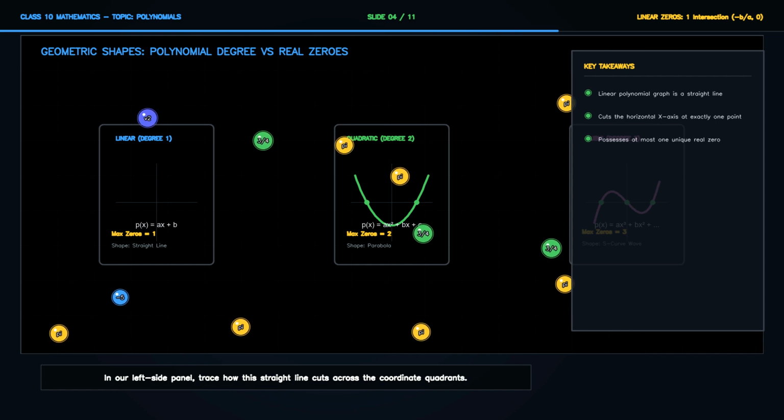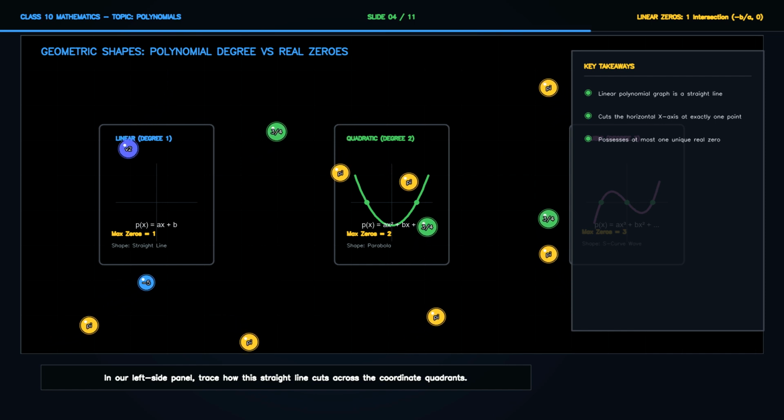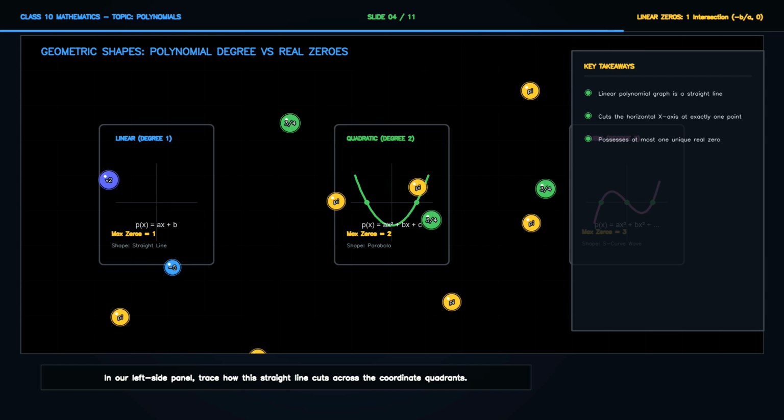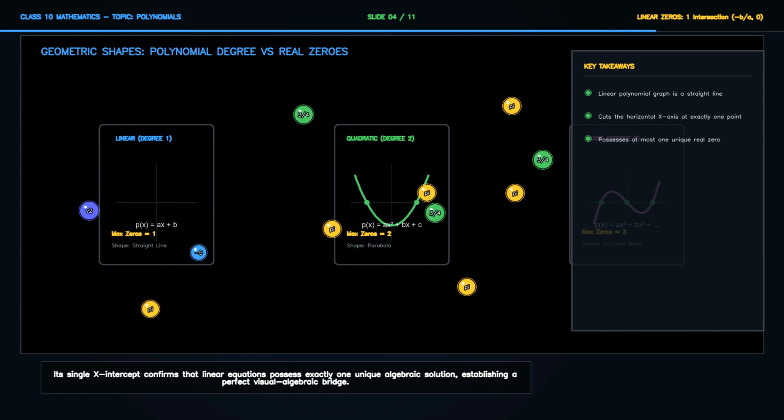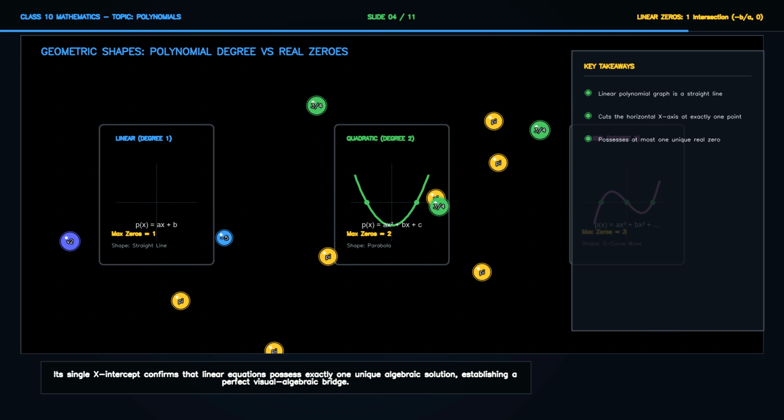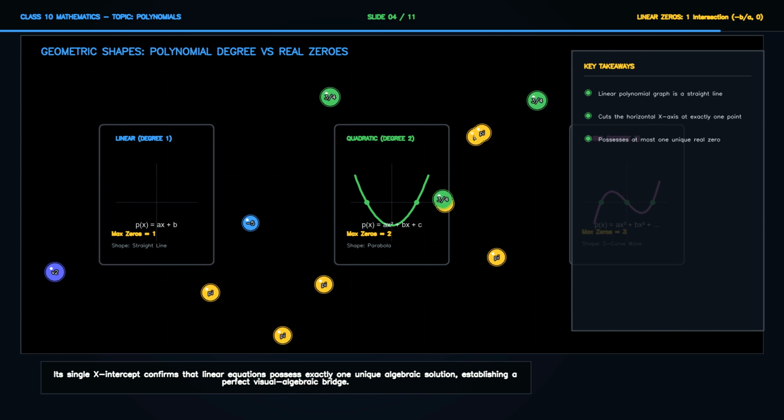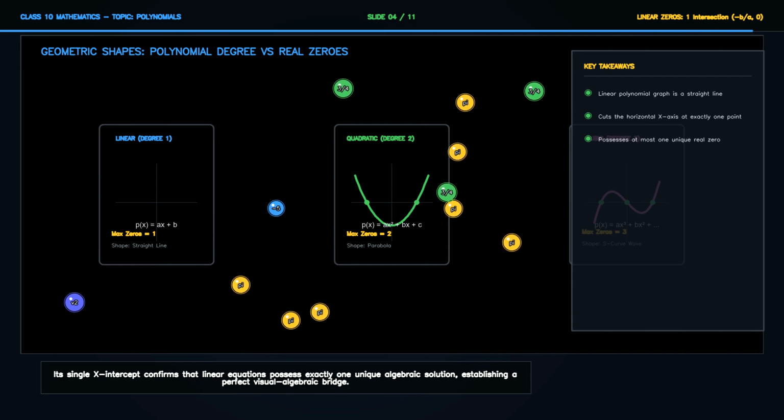In our left side panel, trace how this straight line cuts across the coordinate quadrants. Its single x-intercept confirms that linear equations possess exactly one unique algebraic solution, establishing a perfect visual algebraic bridge.